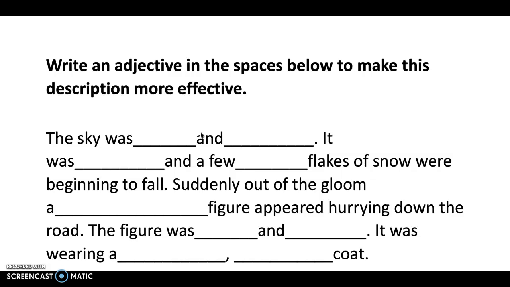Write an adjective in the spaces below to make this description more effective. The sky was, and it was, and a few flakes of snow were beginning to fall. Suddenly, out of the gloom, a figure appeared, hurrying down the road. The figure was, and it was wearing a. Once you've done that, I want you to think about the image you created. Was it a dark, sinister image? Was it a light, happy, joyful image, for example?